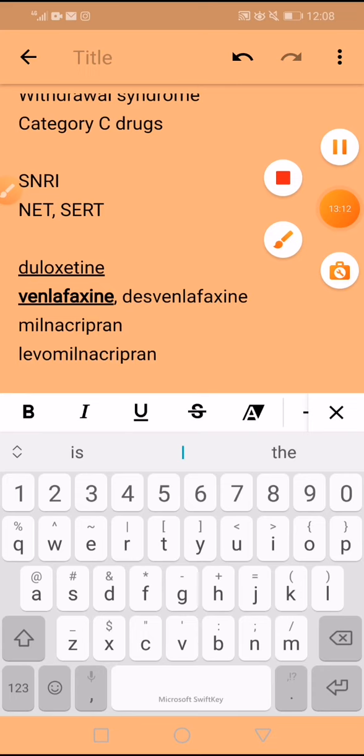The thing to understand is that we divide TCAs into tertiary and secondary based on their structure. In tertiary we include imipramine. I'll just write down the names. Right now I'm writing the tertiary ones.